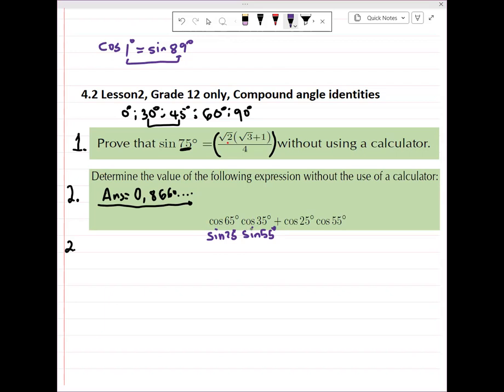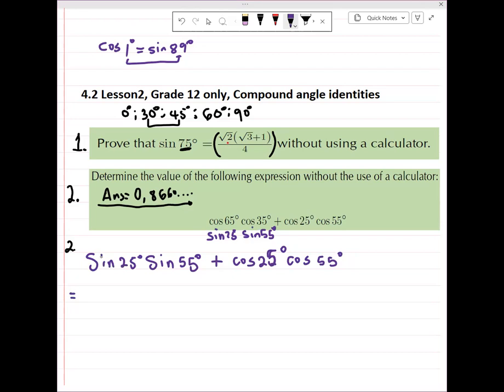I'm just going to stop here. Why? Because I have 25 here, I have 25 there, I have 55 here, I have 55 there. So I have my pairs, right? So far I have sine 25 degrees, sine 55 degrees, plus cos 25 degrees, right? And then cos 55 degrees. Okay. So, which is exciting.